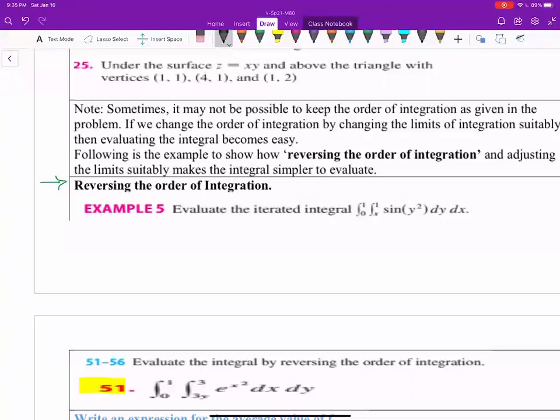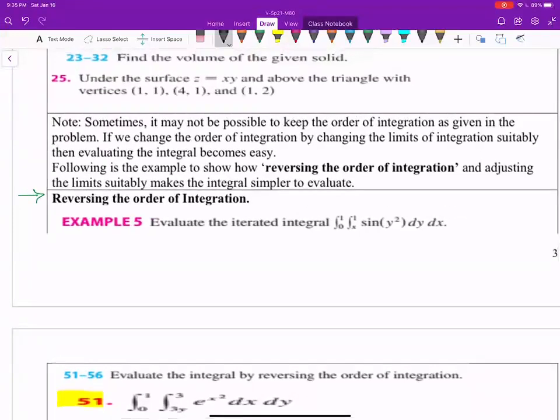Why do we need to reverse the order of integration? Sometimes it may not be possible to keep the order of integration as given in the problem. If we change the order of integration by changing the limits of integration suitably, then evaluating the integral will become easy. Following is the example to show how reversing the order of integration and adjusting the limits suitably makes the integral simpler to evaluate. We'll take this example.